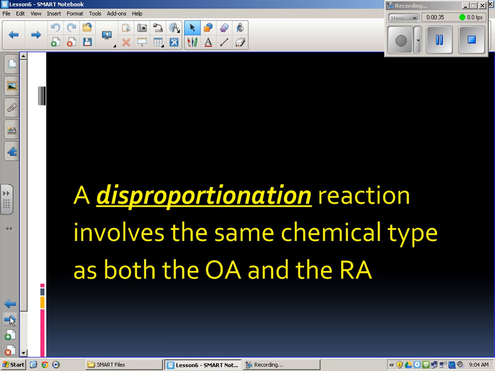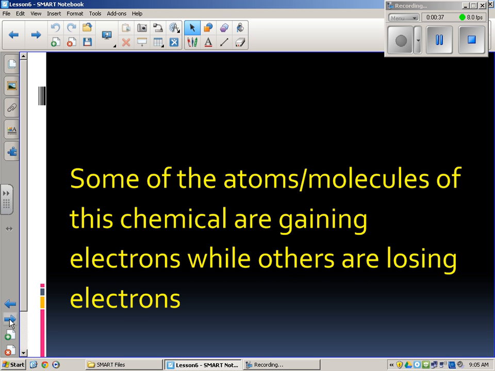So how do you know a disproportionation reaction? Well, quite often in a disproportionation reaction, there's only going to be one reactant. That one reactant is losing electrons to one product and gaining electrons to a different product. You can quite often tell because, like I said, there's only one reactant, and in a lot of cases, they're going to say the word disproportionation. Some of the atoms or molecules of this chemical are gaining electrons while others are losing.